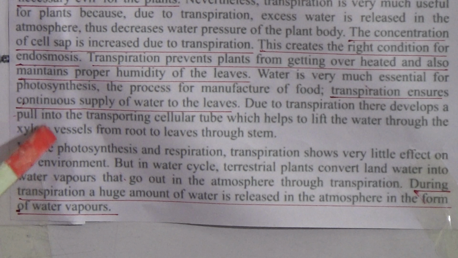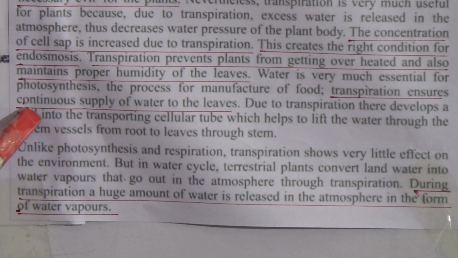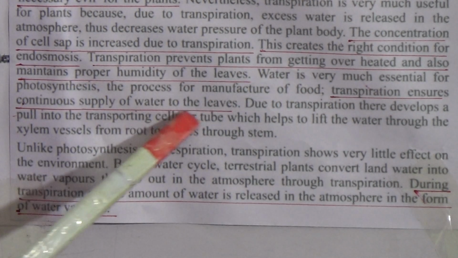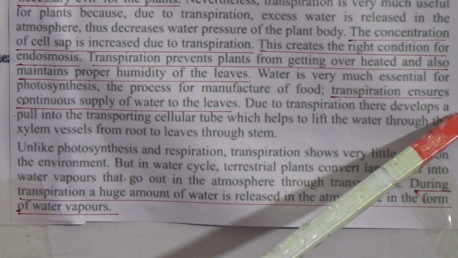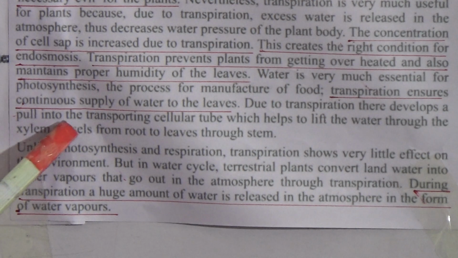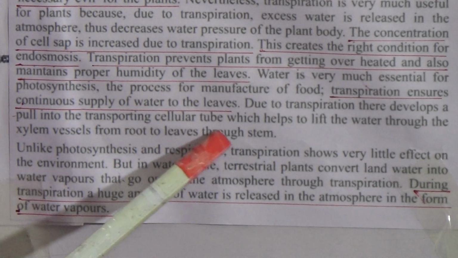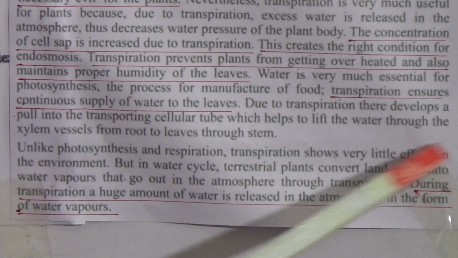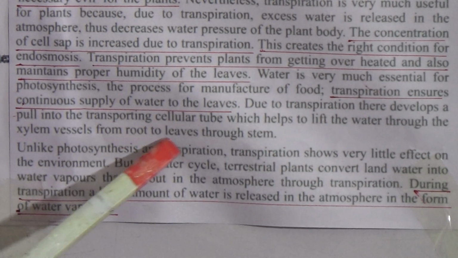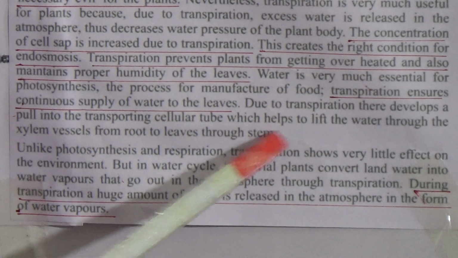Water is very essential for photosynthesis, the process of manufacturing food. Transpiration ensures a continuous supply of water to the leaves. Due to transpiration, a pull develops in the transpiring cellular tube, which helps to lift the water through the xylem vessel from the root to the leaves through the stem.